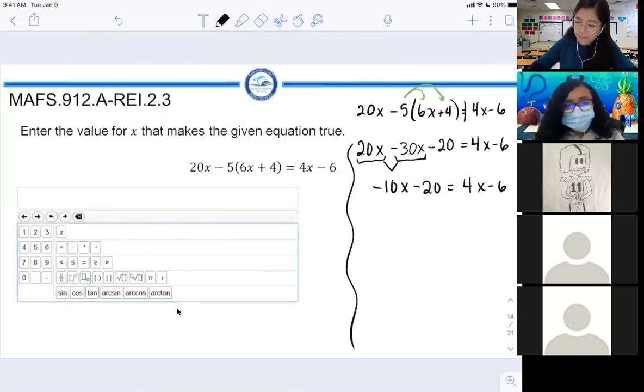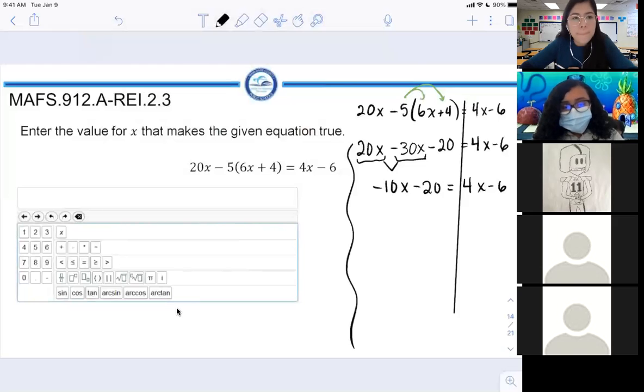Now what? Move the x where? Left or right? Yeah, let's go. Move it to the left. Minus 4x minus 4x. What's negative 10 minus 4?